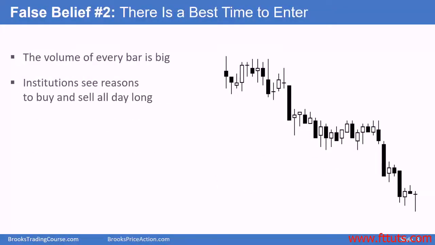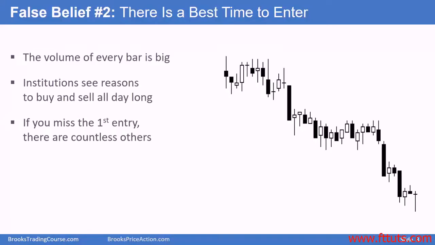Another thing that traders often erroneously believe is that there's a best time to enter, to wait for the right candlestick pattern and then buy or sell. But the reality is, if you look at the volume of these bars, the volume is big on all of the bars. And what does that tell you? That tells you that there's lots of trading taking place every second of the day. And that tells you that every second of the day, there are institutions who believe there's a good reason to buy, and there are other institutions that believe there's a good reason to sell. And if you don't take the first entry, no big deal. There are always countless other entries.